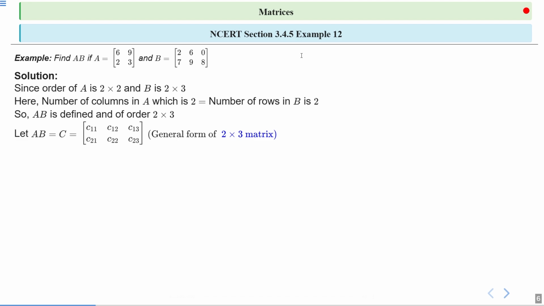Let AB be matrix C. So matrix C will be a 2 into 3 matrix, which we can represent in general form as C is equal to C11, C12, C13, C21, C22, C23, right? Each element Cij in matrix C is calculated by taking the dot product of the ith row of matrix A and the jth column of matrix B, right? Now we will calculate each entry of matrix C step by step. So we will start with the first row and move across each column, then proceed to the second row.